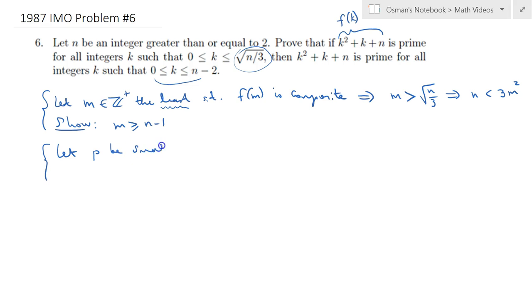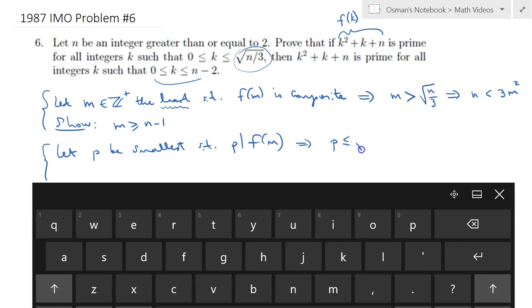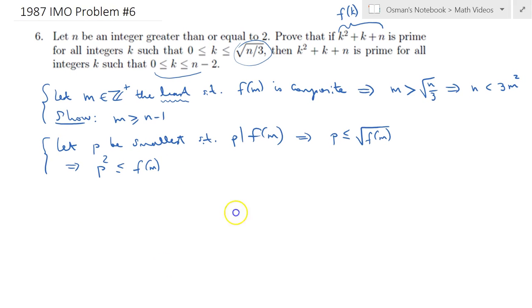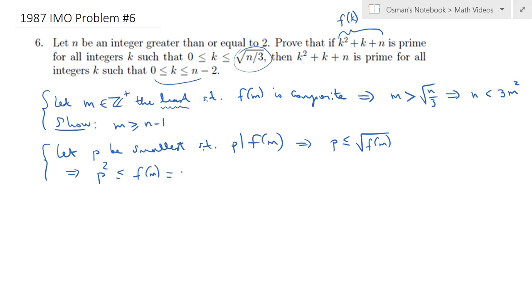be smallest such that p divides f of m, and obviously by a very well-known result, because it's the smallest, p is definitely less than or equal to the square root of f of m, right? So divisors of any integer come in pairs where one of the pair is definitely less than the square root of that number. So this implies that p squared is less than or equal to f of m. But recall the definition of f of m, which is m squared plus m plus n.